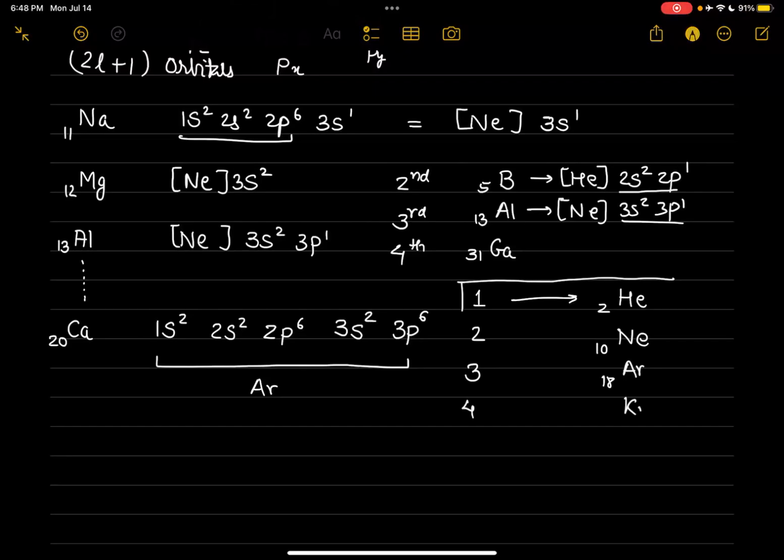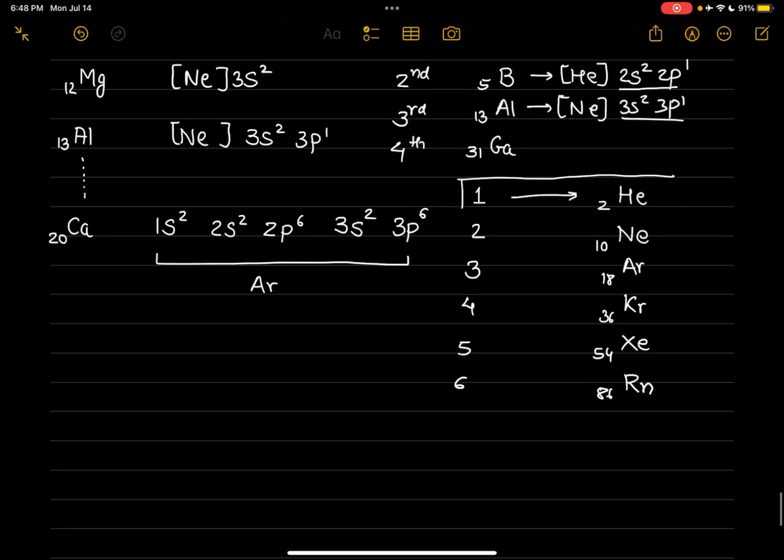Krypton 36. This is the fourth period noble gas. Then 54, fifth period. Radon 86, sixth period. Got it? And the seventh period is the last period, and the last noble gas is oganesson, the 118th element. This is recently discovered.